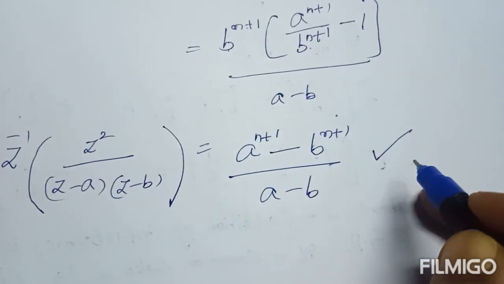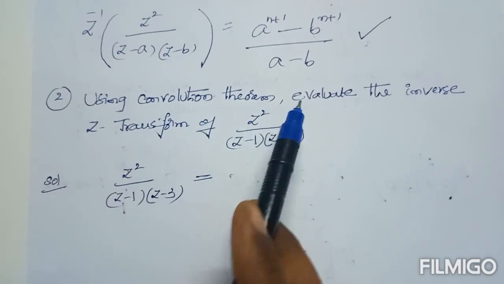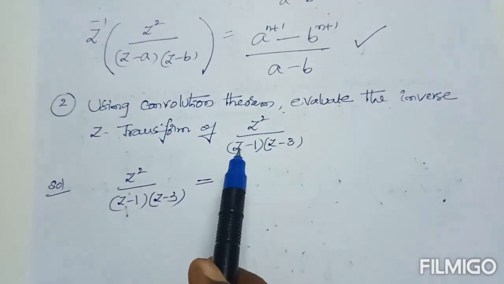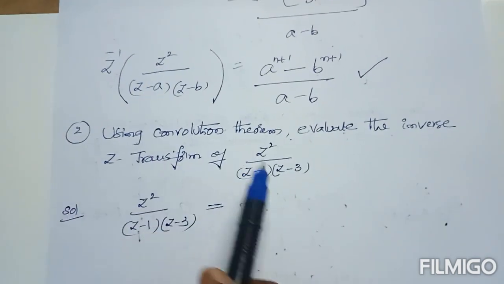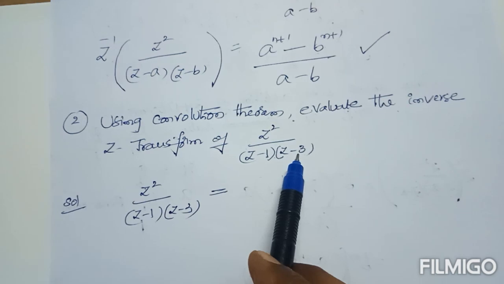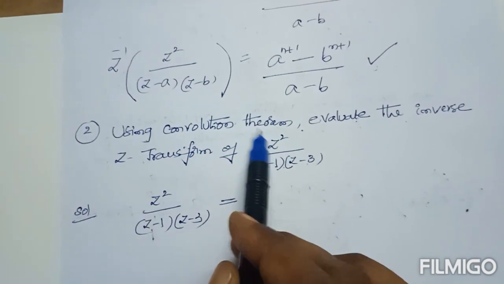The final result is the inverse z transform of the given function using the convolution theorem. Here the second given question is, using the convolution theorem, evaluate the inverse Z transform of z square by (z minus 1)(z minus 3). This is also similar to the previous problem, but instead of a there is a 1, instead of b there is a 3. Now to find the inverse Z transform of this function we have to use the convolution theorem.